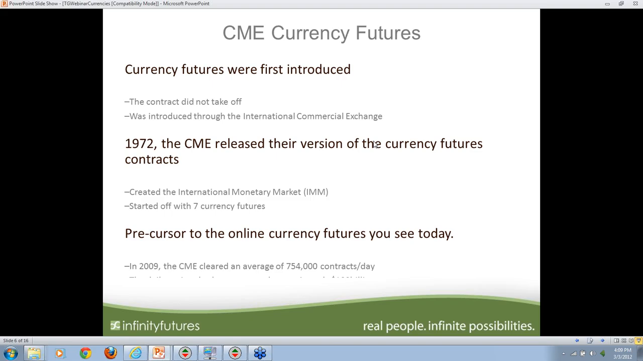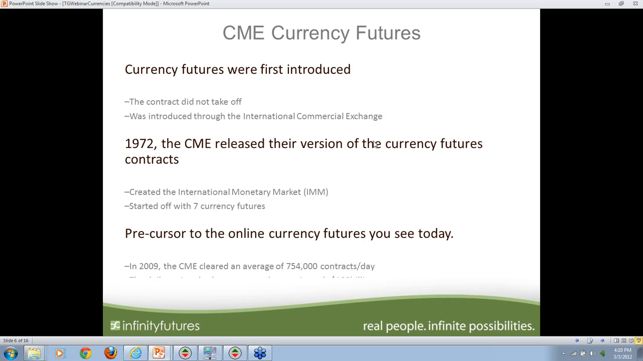Next, we're going to cover the CME currency futures. Currency futures were originally introduced onto the floor back in 1970 by the ICE exchange, the International Commercial Exchange, not to be confused with the current ICE exchange. The contract did not take off.